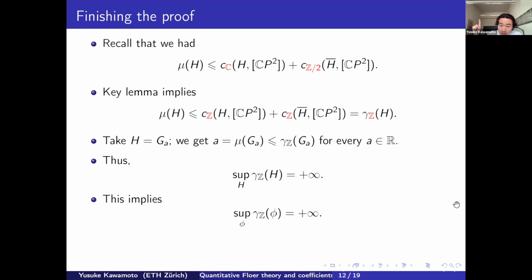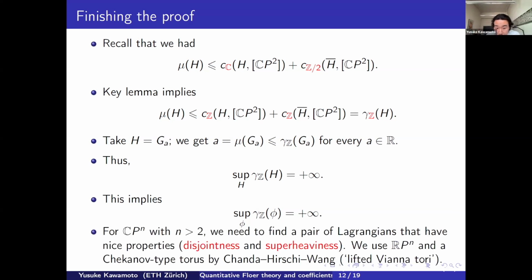And to consider high-dimensional cases, we have to construct similar special Lagrangians having similar properties, namely the disjointness and the superheaviness. And there were many. So what Shelukhin and I use, after all, is RPN and a Chekhanov type torus inside CPN.